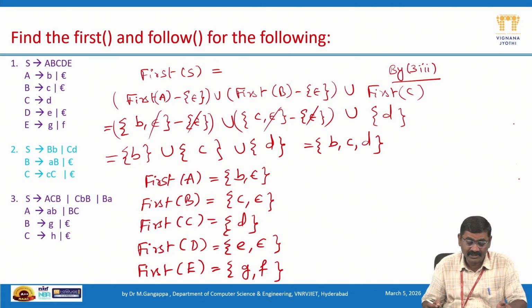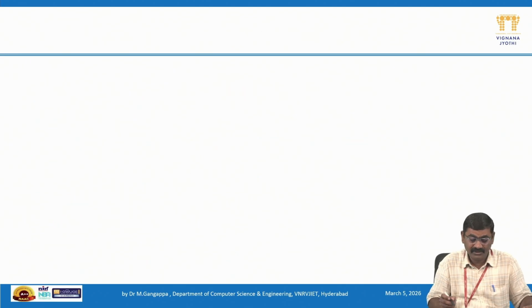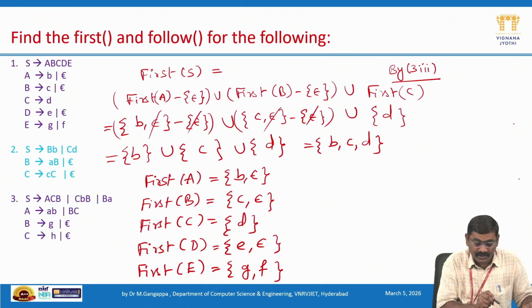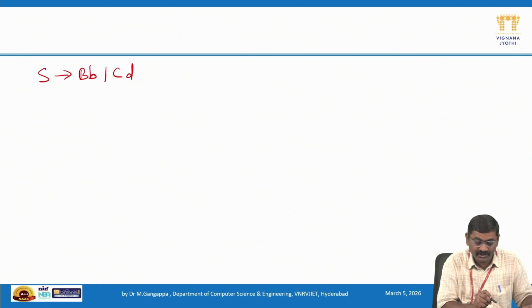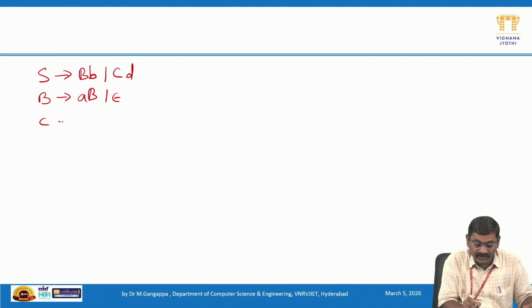So similarly, we can go to the second grammar as well. Let us see the second grammar. Let us take the second example. Example 2. Grammar 2. S gives capital B, small b, or capital C, small d. Next one is B gives AB or epsilon. C gives CC or epsilon.